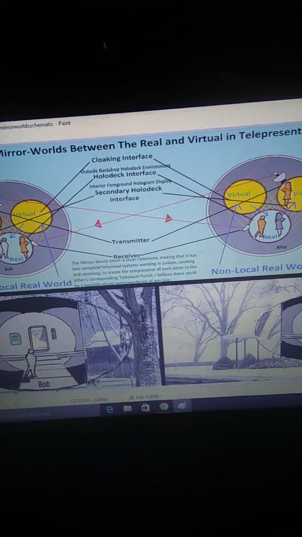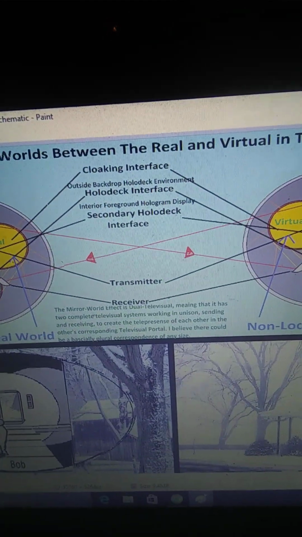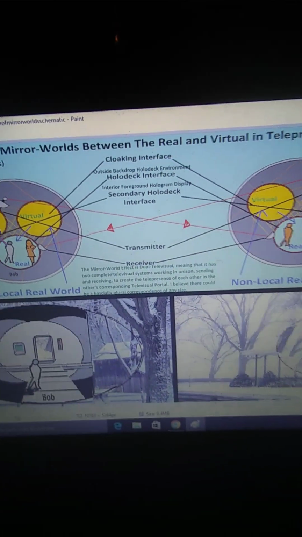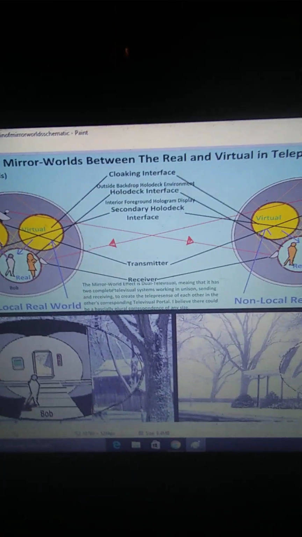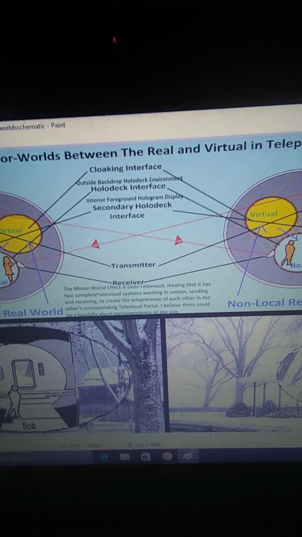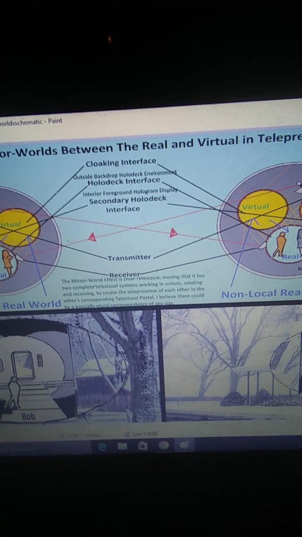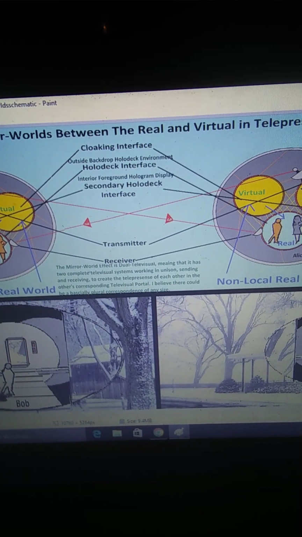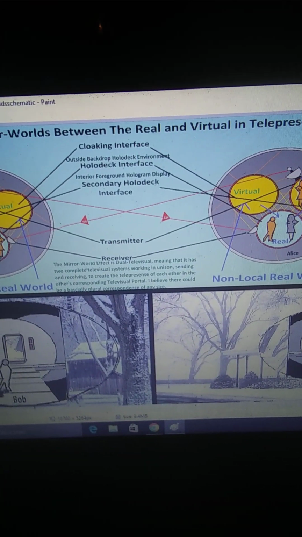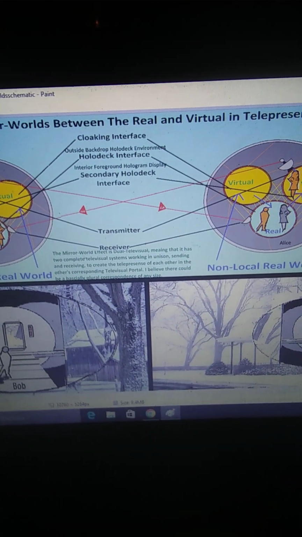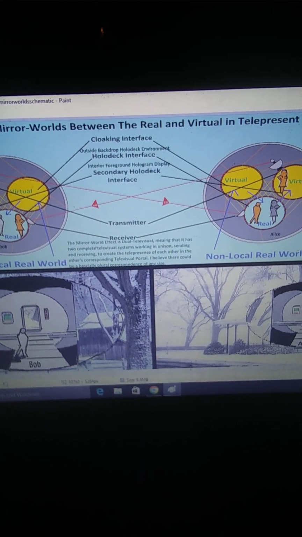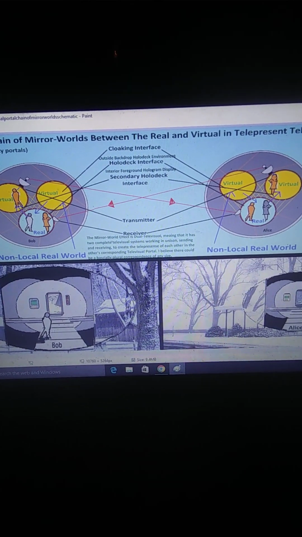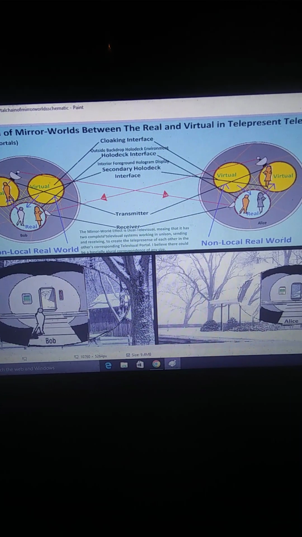First off, the cloaking interface, where those two arrows go. Then you have the holodeck interface, the blue region. The first two arrows go to the yellow region closest to the center between the two portals. That's the cloaking interface that makes the portal invisible, and also splits to eliminate the holodeck, which is the blue region. The secondary holodeck is the furthest away yellow region from the center of the two portals.